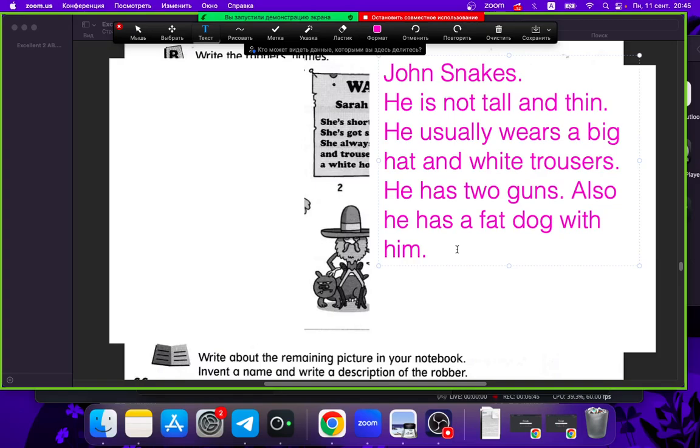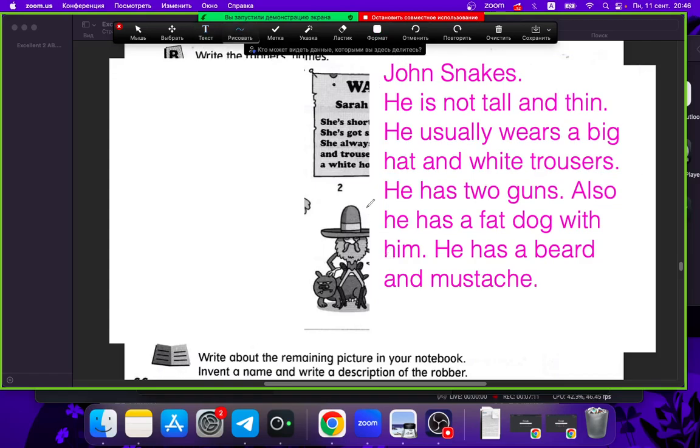He doesn't ride it, of course, because it's impossible to ride dogs, but still he has it and maybe the dog helps him. Yeah? What else does he have? He has a beard and mustache, doesn't he? So write it down in your notebook. This is the description of this man.